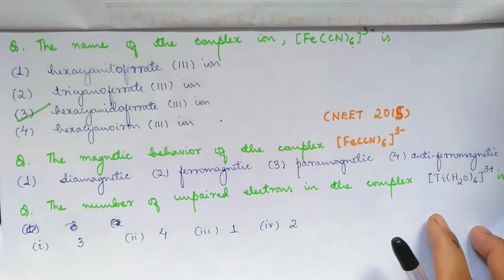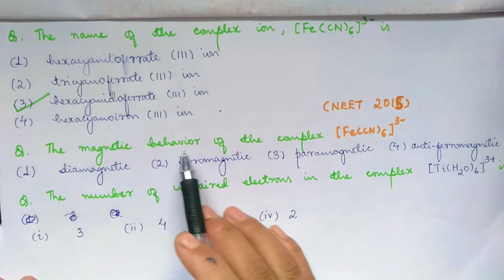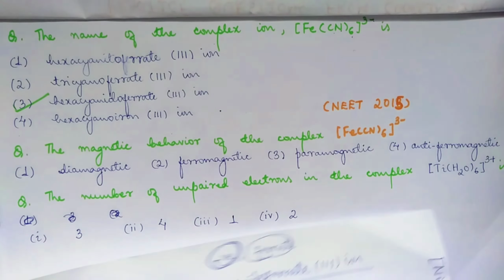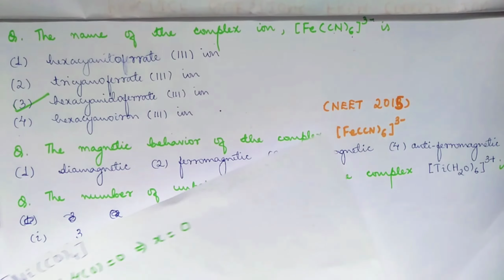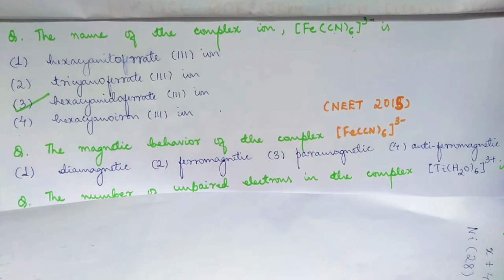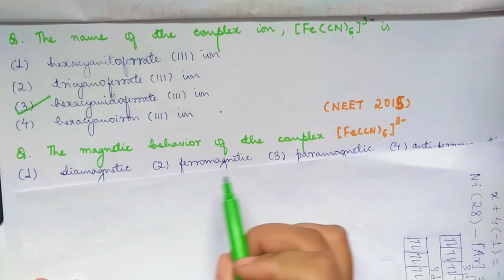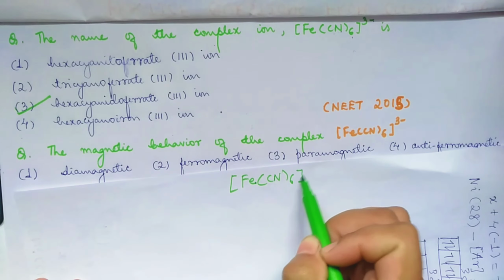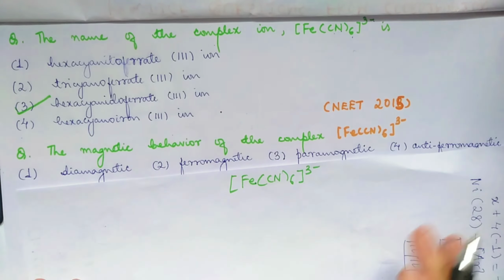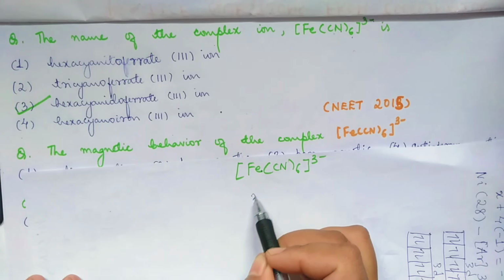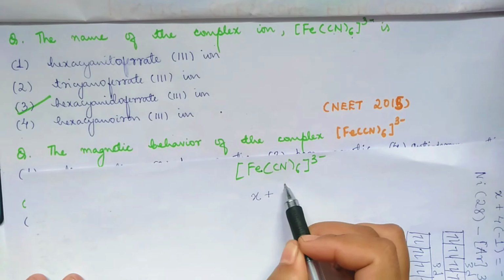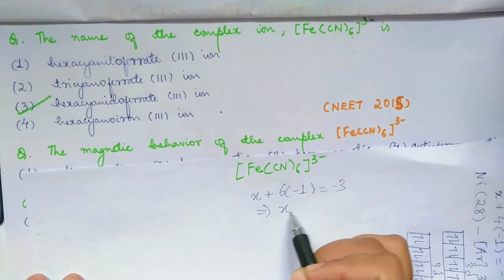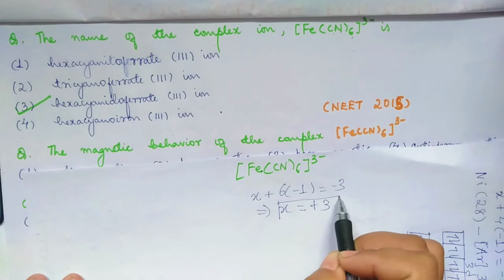Now we have 2 extra questions. The magnetic behavior of the complex is which one? What is the complex? [Fe(CN)6]3-. Find the oxidation state of the central metal atom. Let that be X plus 6 into the charge carried by the ligand, that is -1 equal to -3. So iron is in the +3 oxidation state in this complex. Clear?